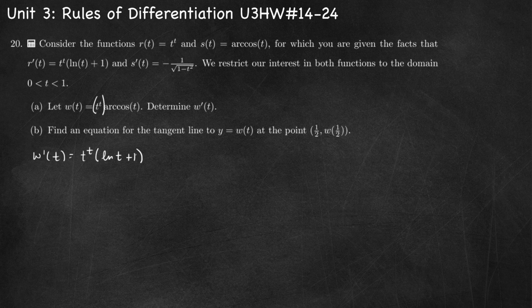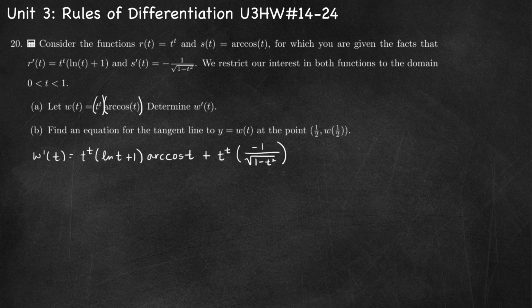Okay, so that's just derivative of the first, and then we have to multiply that by the second, arccosine t, plus the first, so that's t to the t, times the derivative of the second, and the derivative of arccosine t is given to us as negative 1 over square root 1 minus t squared.